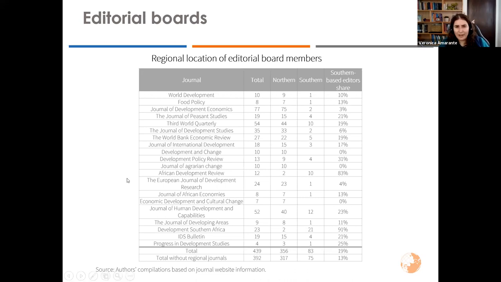Again, if we look at the regional journals, in this case the African Development Review, for example, there we have a completely different situation, as 83% of the editors are located in southern countries.